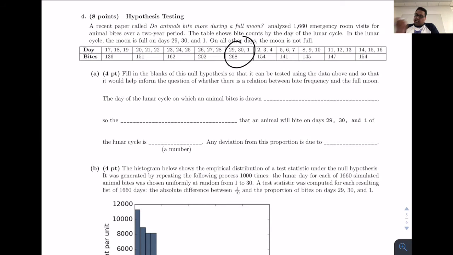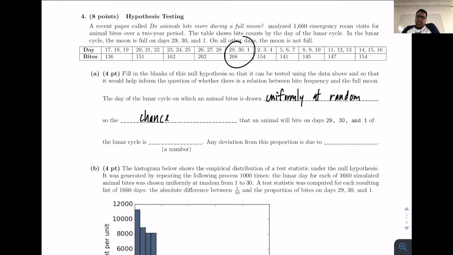So we have to assume that since we're just picking a random 3-day sample, the difference is occurring due to chance, right? So the day of the lunar cycle on which an animal bites is drawn uniformly at random, because we haven't really proved anything yet. All we're saying is, okay, we're just picking a random 3-day stretch in the lunar cycle, so the number of bites during those days must be chosen uniformly at random, right? So that the probability or chance that an animal will bite on days 29, 30, and 1 of the lunar cycle is blank.